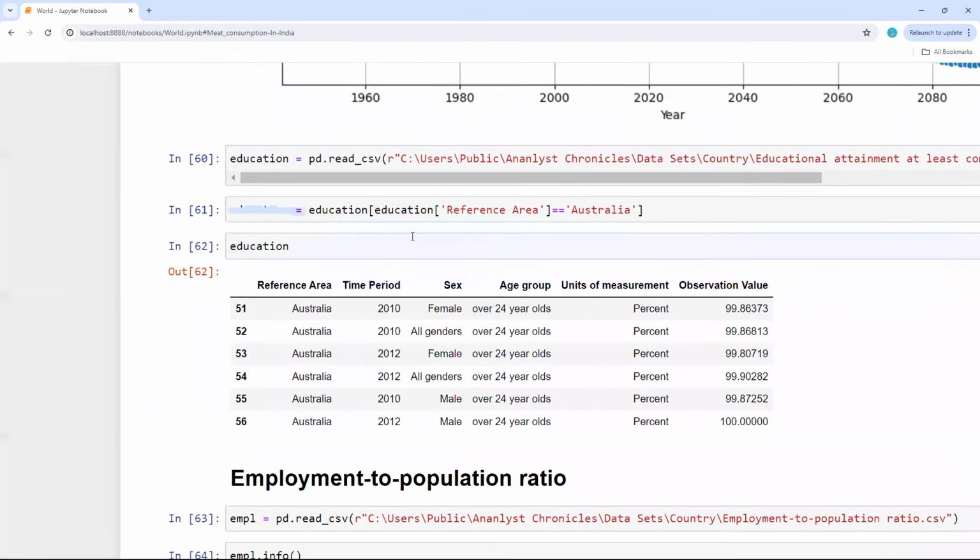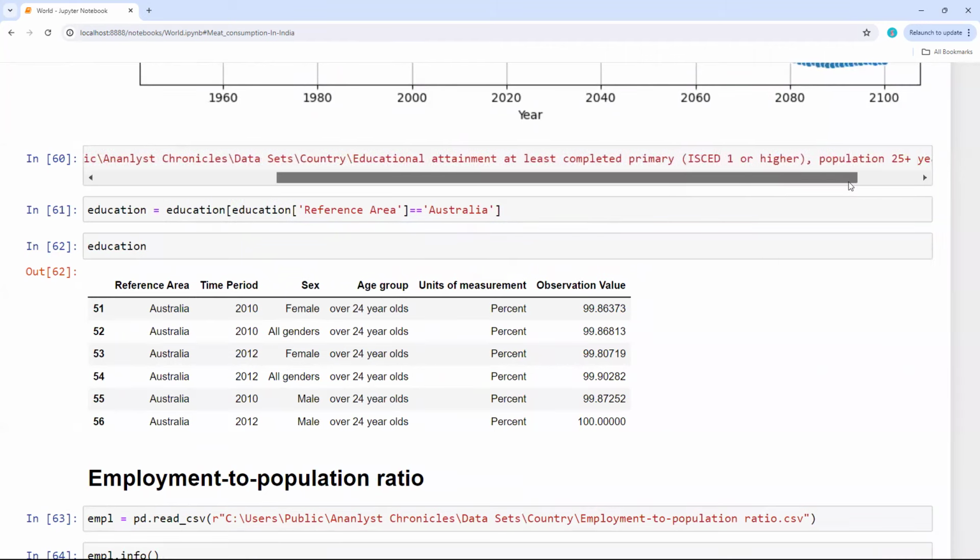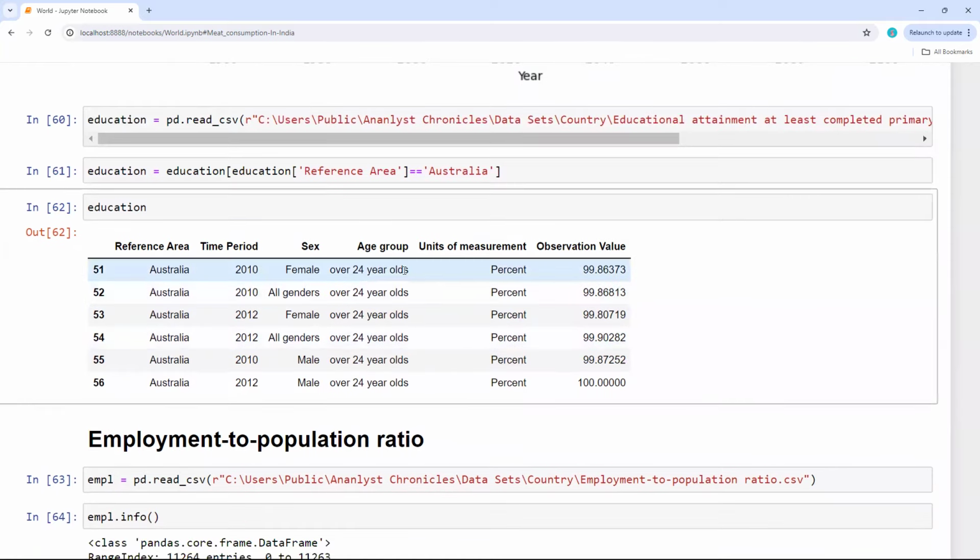and the education stats like educational attainment, at least completed primary, population over 25 years old percent. Since we spoke about the literacy rate, Australia is nearly 100%. So that is why you can see all the fields are around 99.9, 99.8, which means everyone is educated. The literacy rate of Australia is 100%. So that is a very good thing.